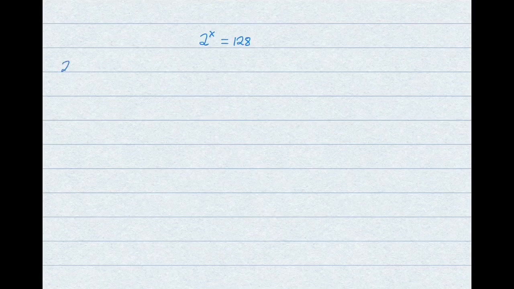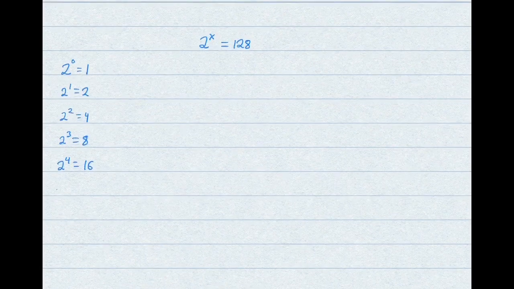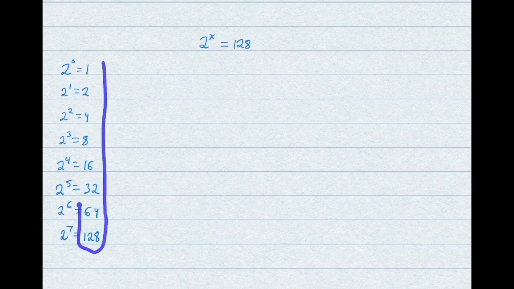To see if that's possible, you can make a list. You don't really have to start at 2 to the 0 or 2 to the first power. 2 to the second power is 4. 2 to the third power is 8. 2 to the fourth power is 16. 2 to the fifth power is 32. 2 to the sixth power is 64. 2 to the seventh power is 128. Notice that since this was based on 2, all these numbers double as you go to higher powers.